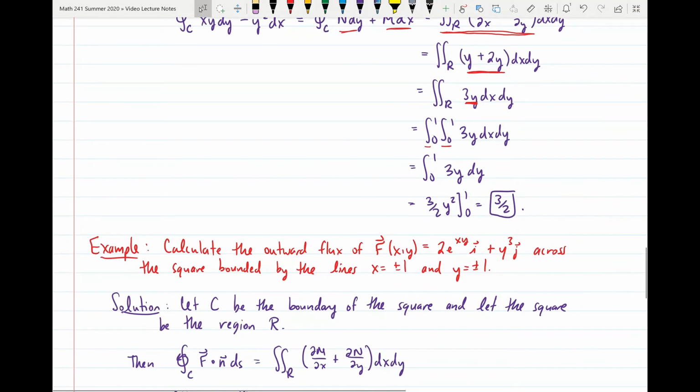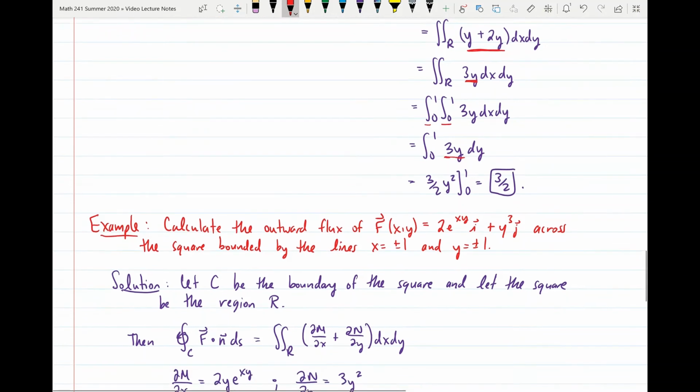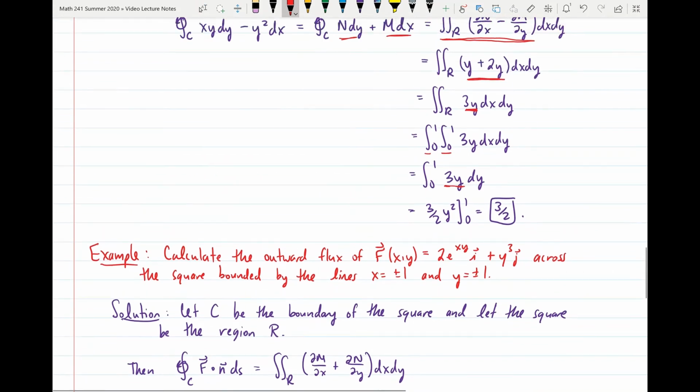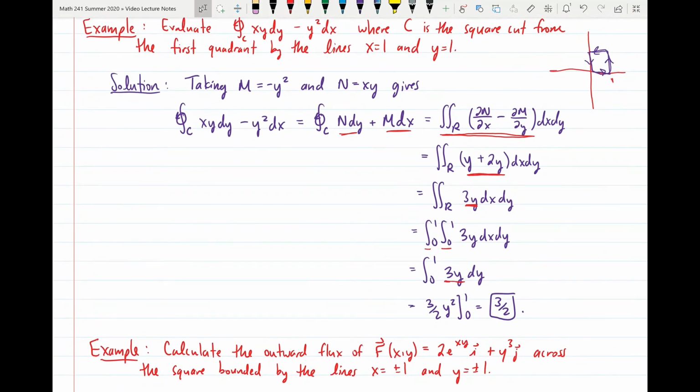And we take the inner integral with respect to x, and we get a 3y that pops out, and so we're just left with the integral from 0 to 1 of 3y dy, and we get 3/2 y squared from 0 to 1, which will just give us 3/2. And so the value for this line integral that we started out with is equal to 3/2.